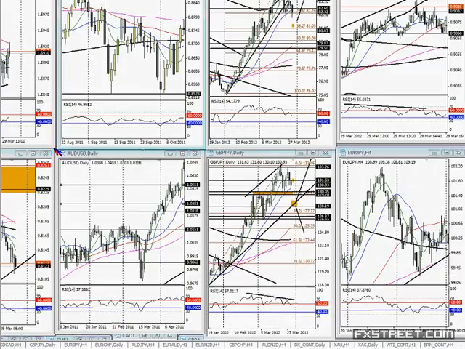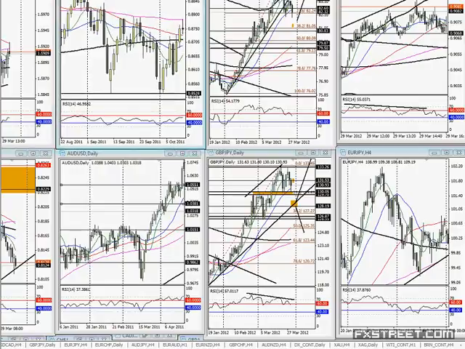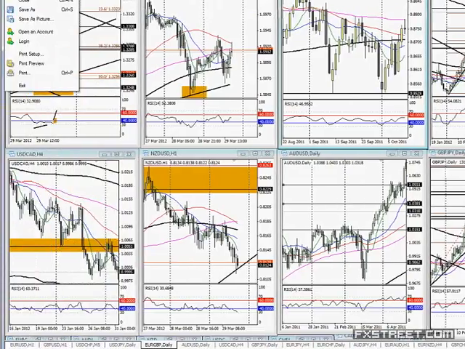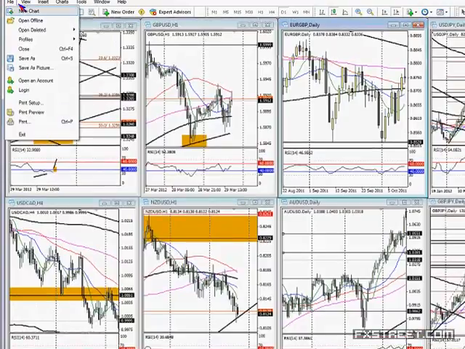Any majors, or at least major currencies, you guys want to look at? I don't have all the exotics here. Let me see though. This platform does have a lot of charts, so let me see.